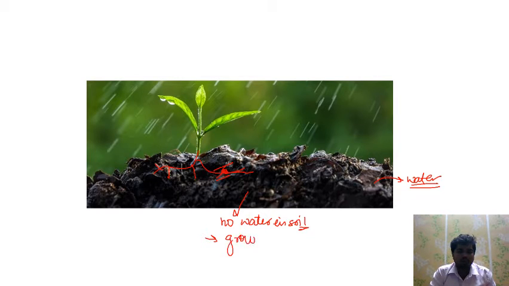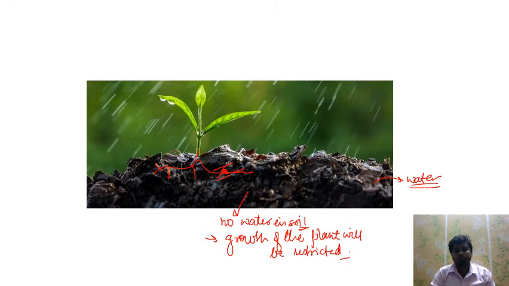The growth of the plant will be restricted. Yes or no? Okay, so it is essential that the soil should contain water. So normally the soil contains water even if we are not watering. Okay, so the soil contains some amount of water which is known as soil moisture.